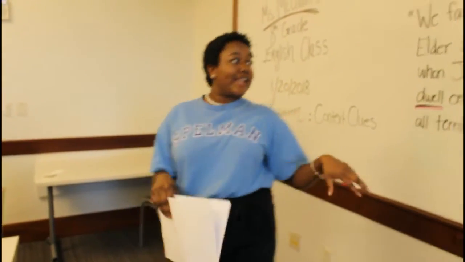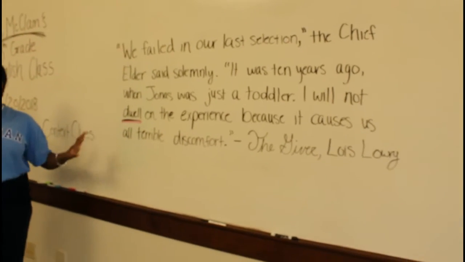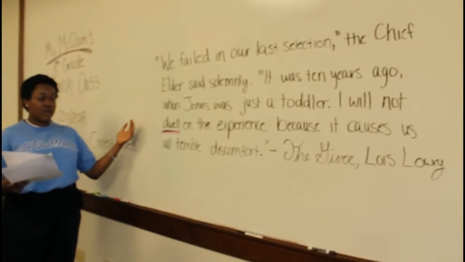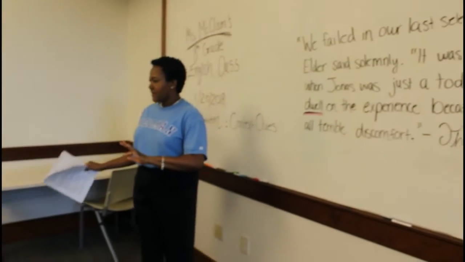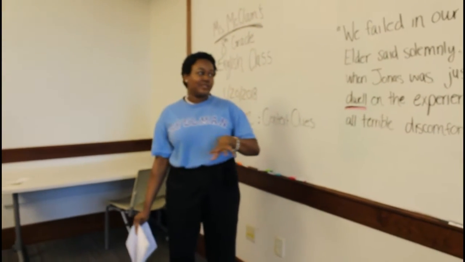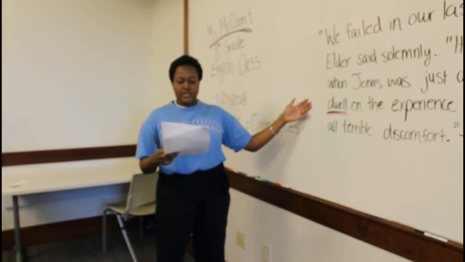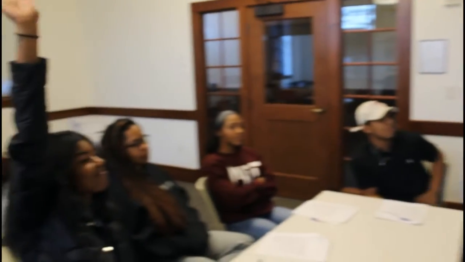So, for example, here's a passage in The Giver by Lois Lowry. This is one of the books we'll be reading this semester. And so let's pretend we don't know what the word dwell means in this sentence. And I'm going to show you how to effectively use context clues to identify and define what dwell means. So can anyone read this sentence out loud?